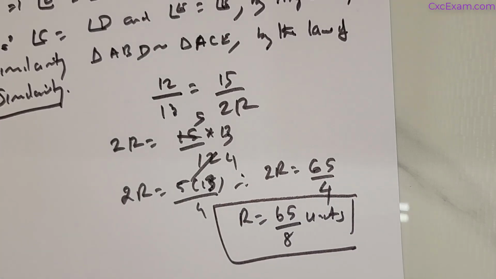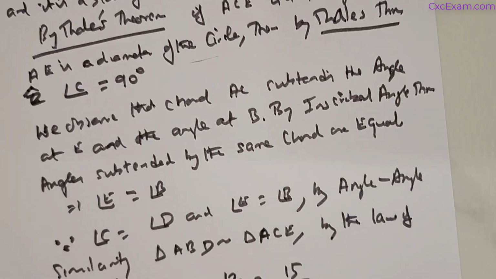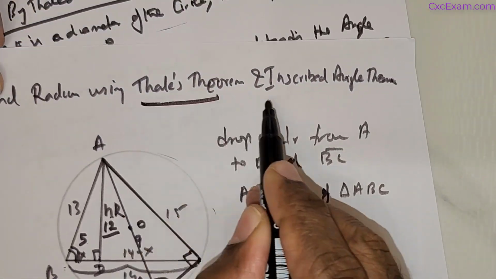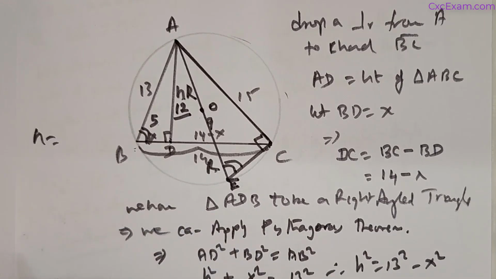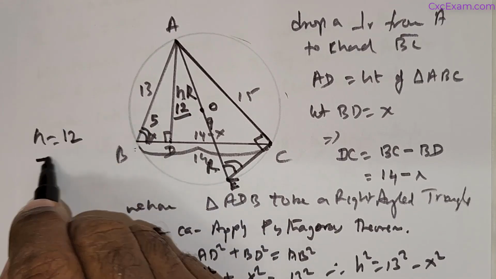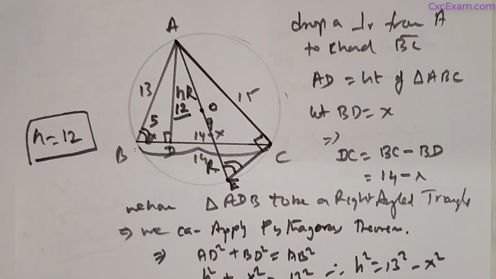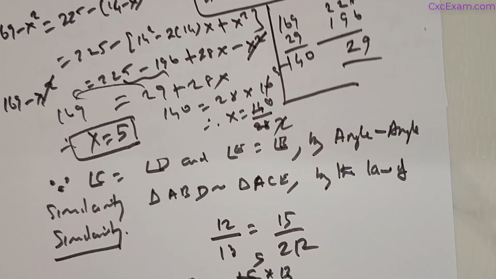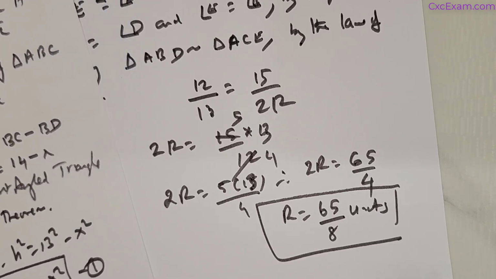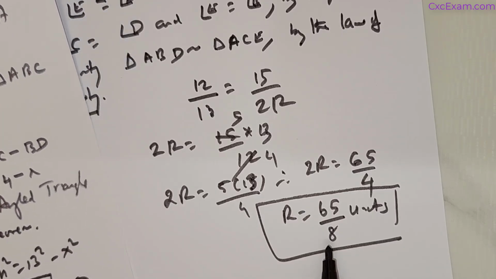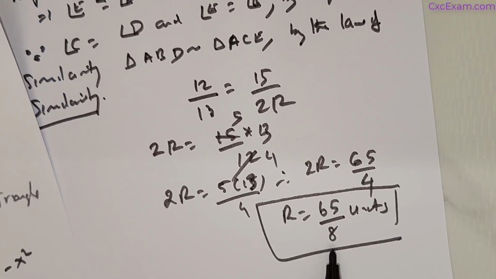So this is the solution for finding r using what? Using Thales theorem and inscribed angle theorem. Right. So we've already got the value of h, which is 12. So this is a lovely question, and the same value of r we got when we applied the other algebraic technique using Heron's formula in the previous case.